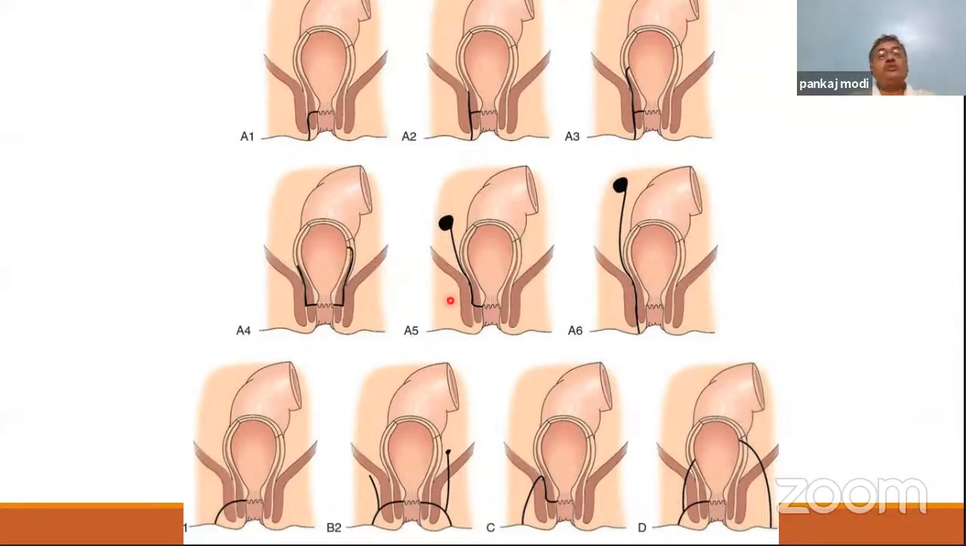Achha, so madam was saying, can you call it bilateral horseshoe? This one? Sir, horseshoe, abscess, mat. What do you call this?